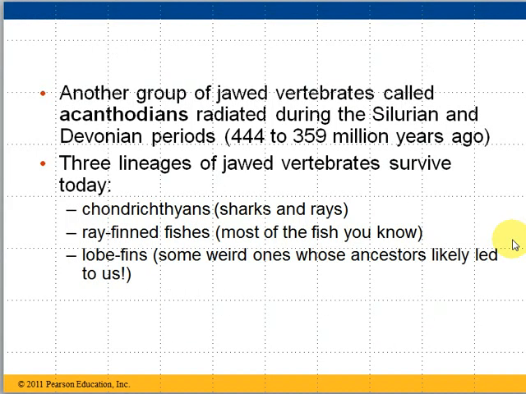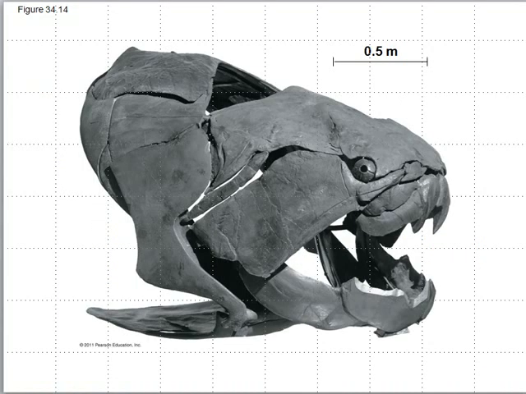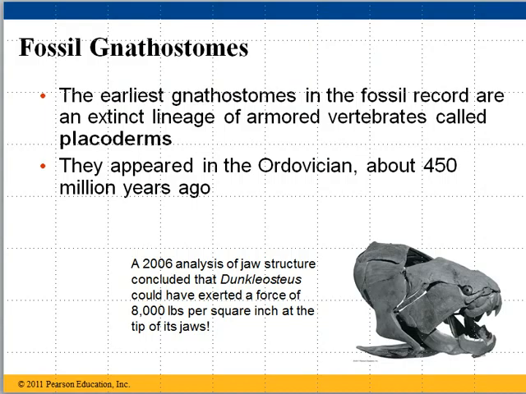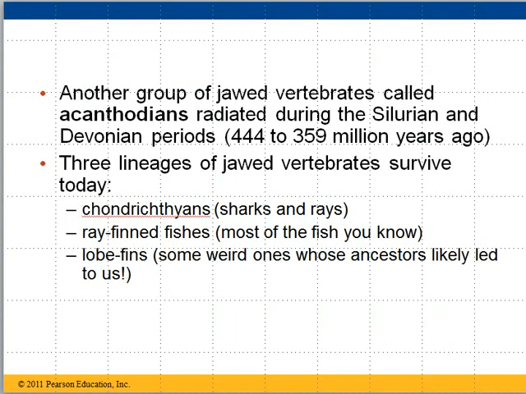So another group of jawed vertebrates called acanthodians. Again, these words, they kill me too, and I say them more often than you guys do. Acanthodians, I'm going to have to look that one up, existed during the Silurian and the Devonian periods, 444 to about 359 million years ago. So these acanthodians were also another group of jawed vertebrates. Both of these groups, the placoderms and the acanthodians, eventually died out, but from those there were three lineages that survived all the way up into the present day.